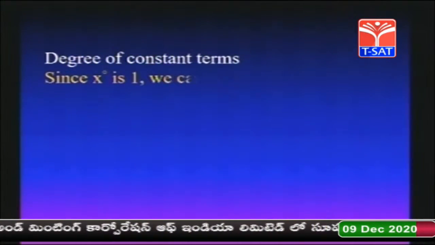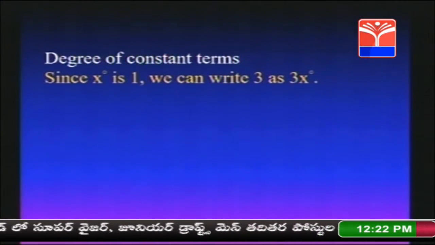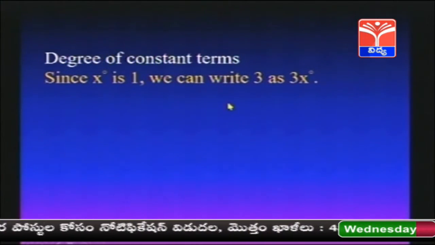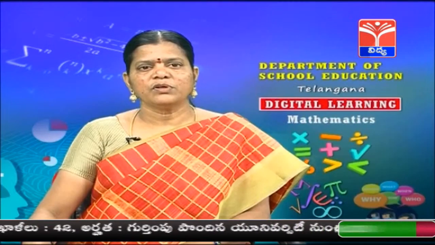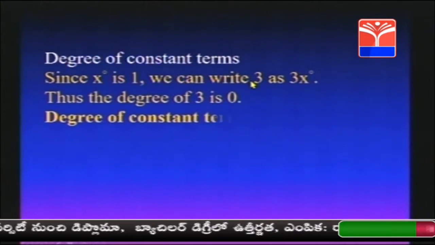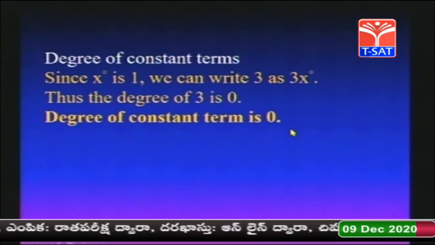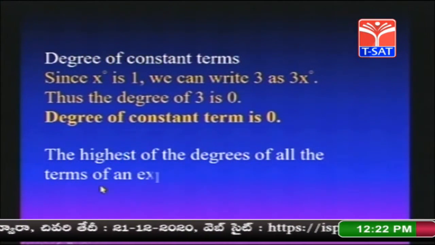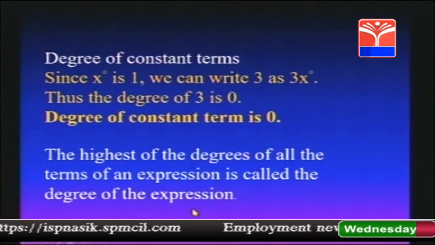Next, degree of a constant term. Since we have studied in lower classes that x to the power of 0 is written as 1, we can write 3 as 3 into x to the power of 0. Thus the degree of 3 is 0, and since 3 is a constant term, we can say that the degree of a constant term is 0. Now the highest of the degrees of all the terms of an expression is called the degree of the expression.